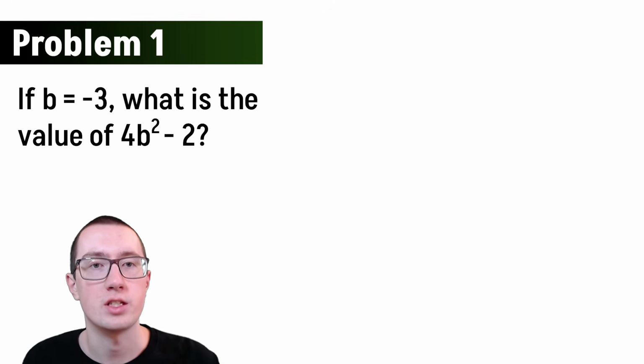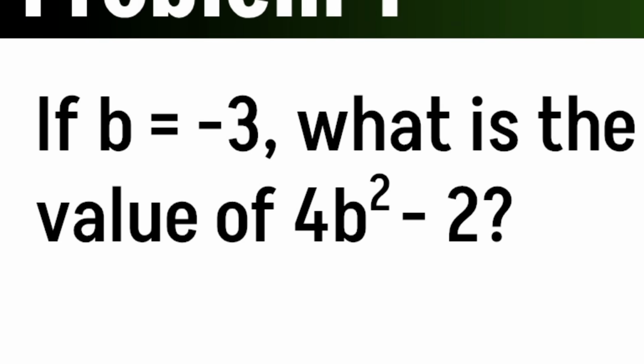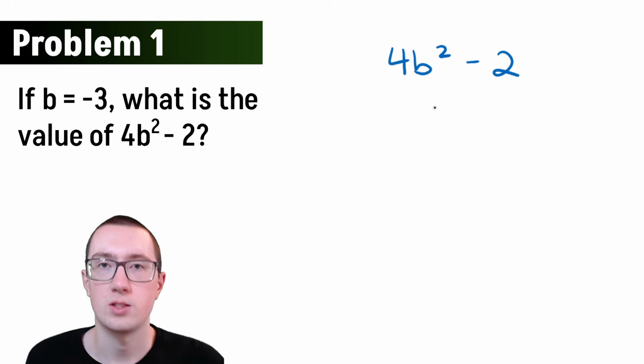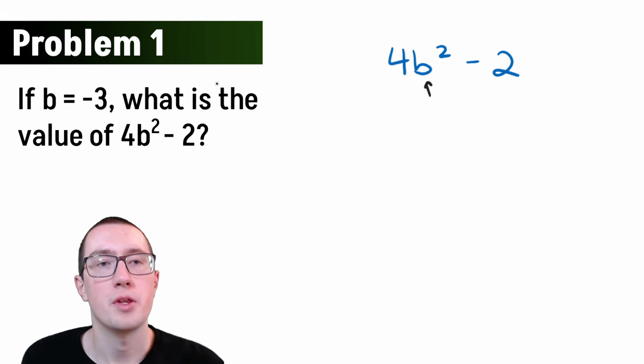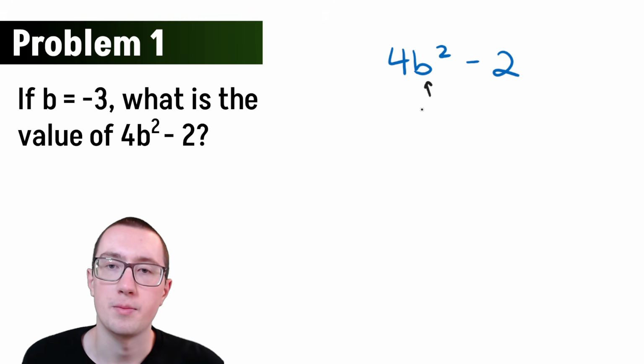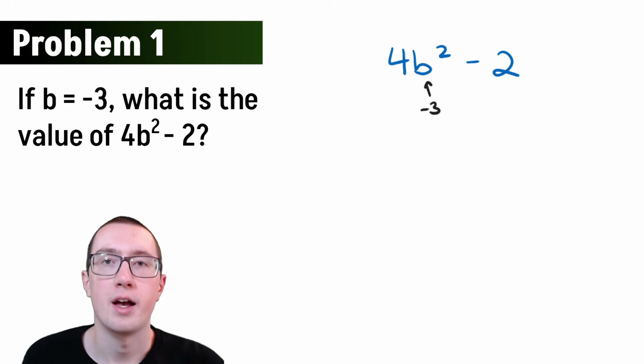It says if b is equal to -3, what is the value of 4b squared minus 2? Now, when it says to find the value of something, we're just looking for a number. And the only thing that's stopping us from finding what number this is equal to is the letter b, because we can't really do math with letters, right? But we know that b is equal to -3. So how about we just plug in -3 for b and then solve it?